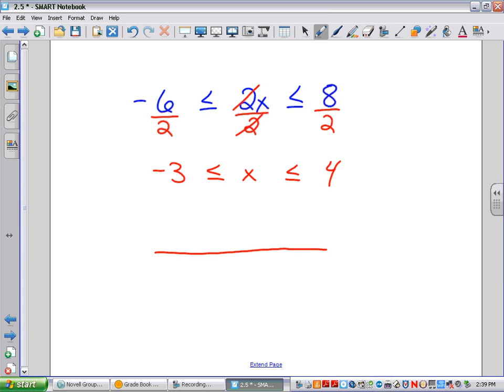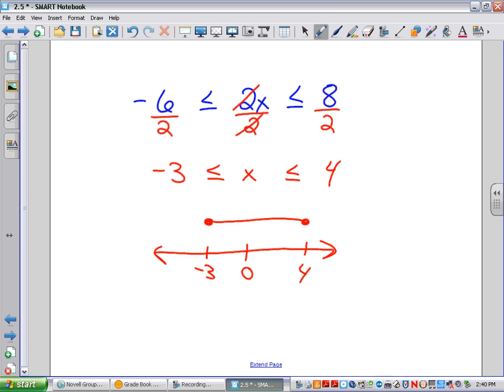So let's graph that. Straight line, 2 arrows, there's 0, negative 3 about, 4 about, and these circles would both be closed because they're both underlined, and connect them. Again, between negative 3 and 4.